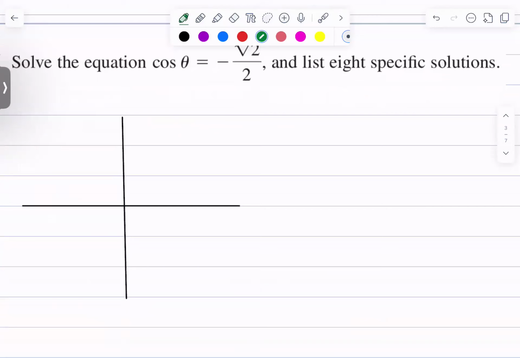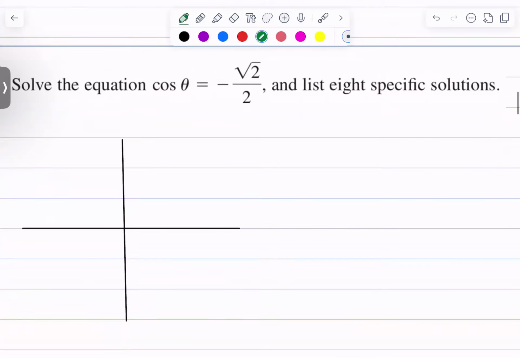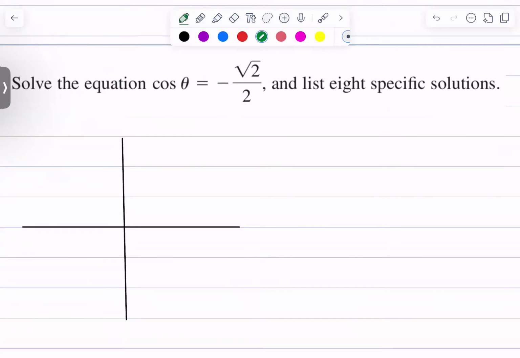Let's solve this equation. Cosine of theta equals negative square root of 2 over 2. And list 8 specific solutions. Okay, so they want specific numbers, angle measures. Okay. So we've done this way too long for you guys to not realize negative square root of 2 over 2 is the same thing as negative 1 over square root of 2, correct? The unrationalized version of square root of 2 over 2.